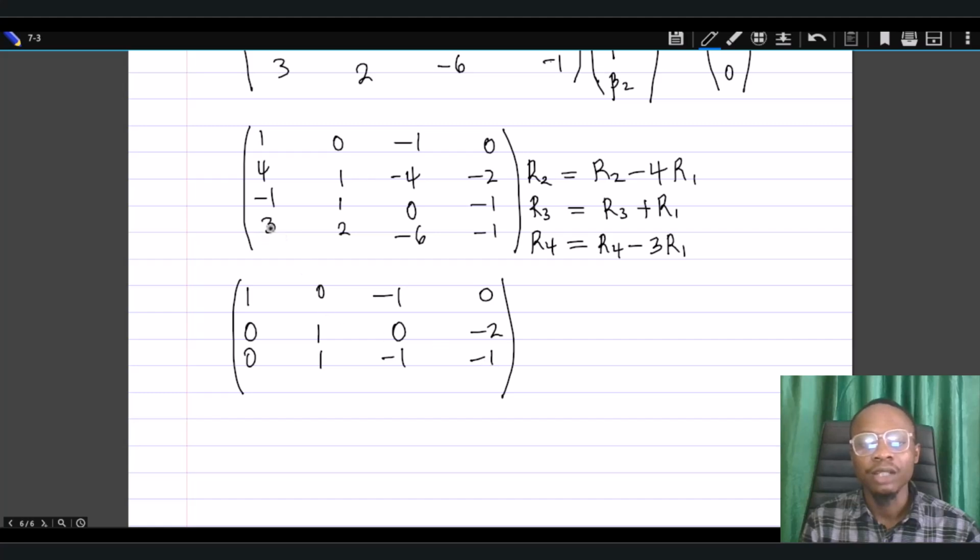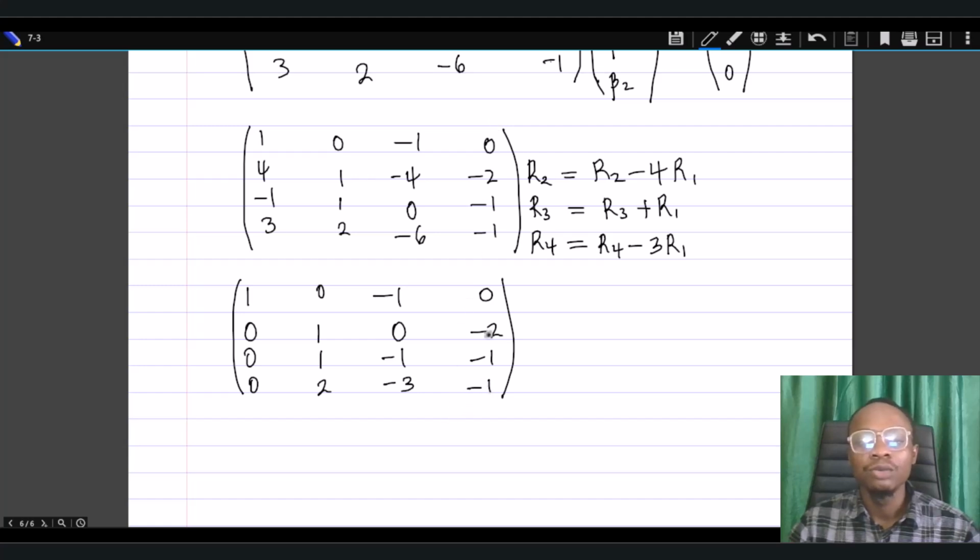Then we have here R4 plus minus 3 R1, this is 0. 2 minus 0, that is 2. Minus 6, okay, plus 3, that is minus 3. And then minus 1 minus 0, that is minus 1.